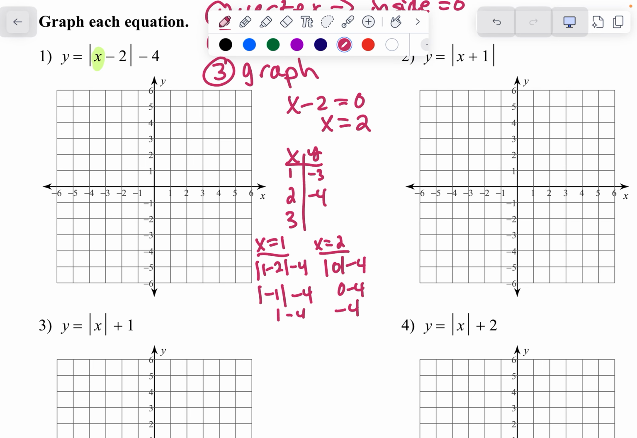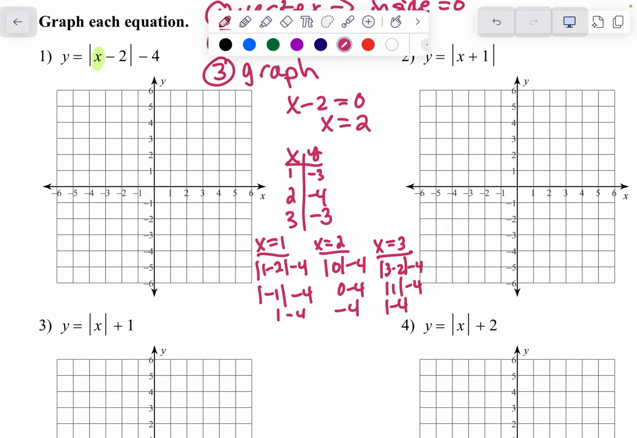So if we plug in 3, we get the absolute value of 3 minus 2, which is the absolute value of 1, or 1. 1 minus 4 is indeed negative 3. So remember, that absolute value only makes what's inside's final thing positive, okay? So now that they match, now the third step on these problems is to graph it.